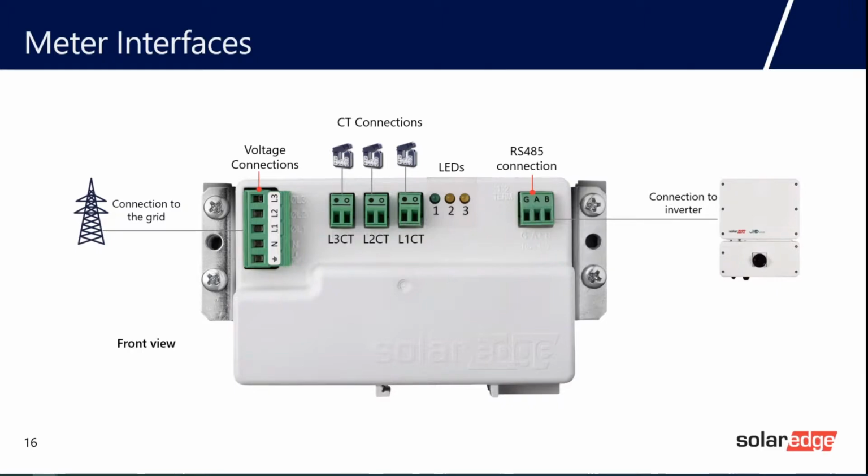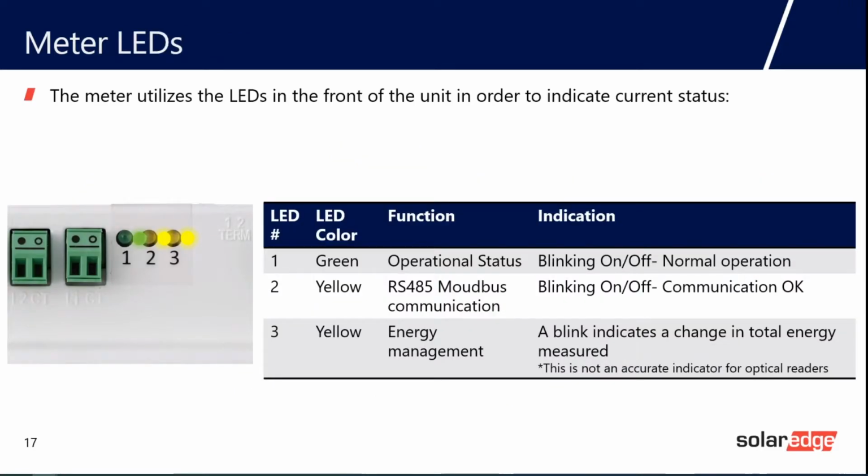The three LEDs, on the front of the meter, indicate current status. During normal operation, the green LED will blink. The yellow LED provides status indication for the RS485 Modbus communication and blinks when communication with the inverter is OK. And a single blink from the third yellow LED indicates the meter reads an energy change of approximately 1 kWh.